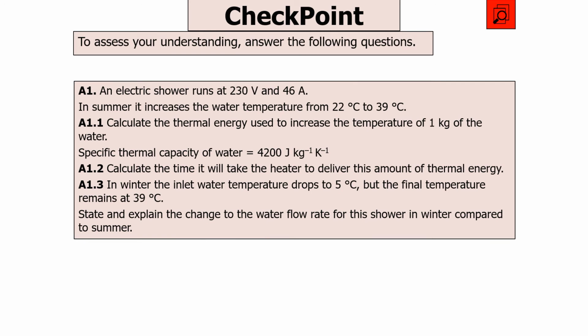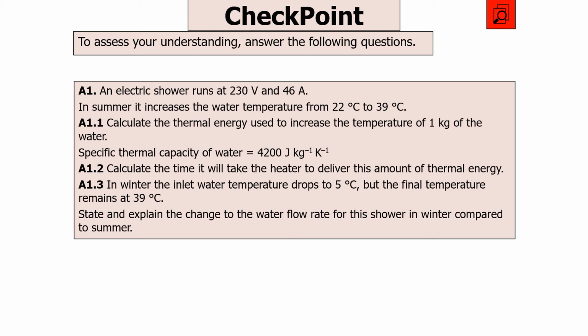The next question says, an electric shower runs at 230 volts and 46 amps. In the summer, it increases the water temperature from 22 degrees Celsius to 39 degrees Celsius. Calculate the thermal energy used to increase the temperature of 1 kilogram of the water. Now, the heat capacity of the water is 4,200 joules per kilogram per Kelvin. Calculate the time it will take the heater to deliver this amount of thermal energy.